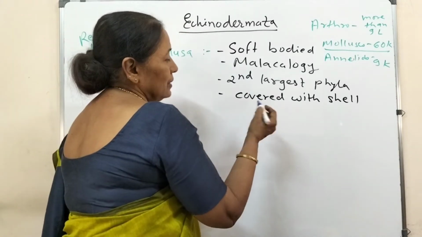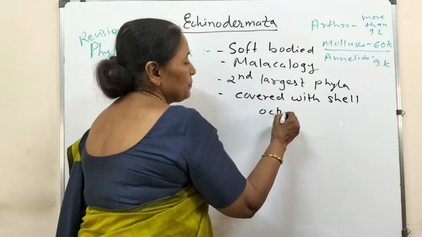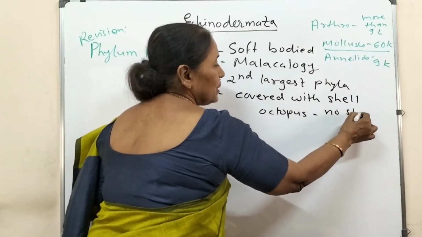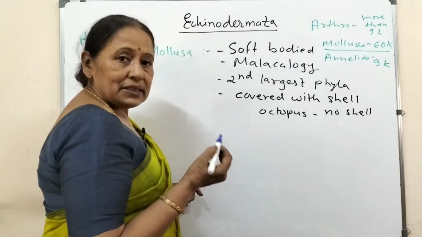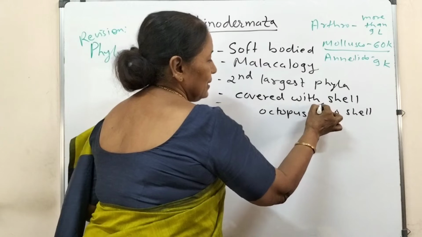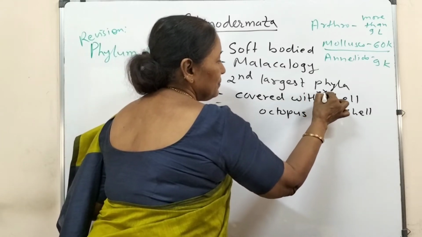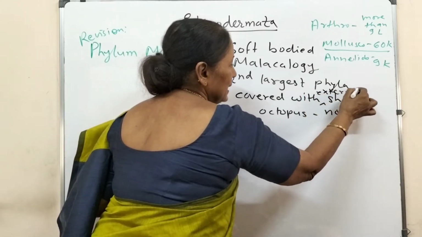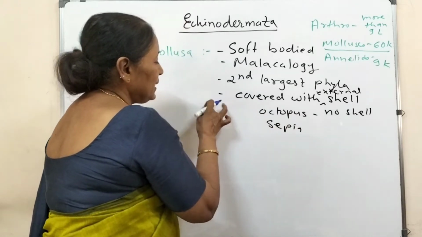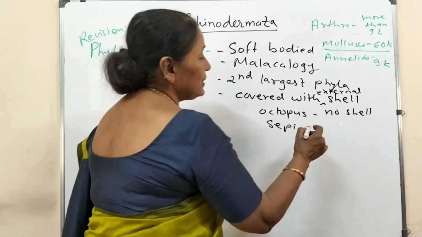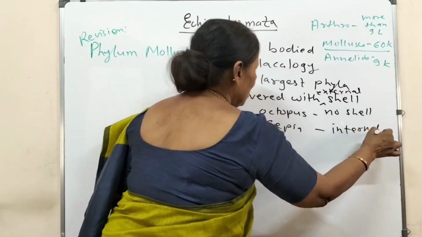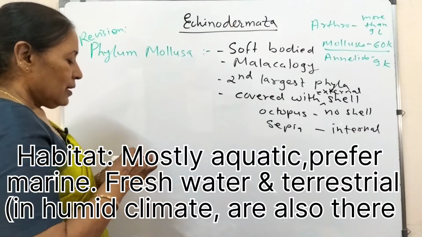This is not compulsory, meaning this is not the case in 100% of mollusks. For example, the octopus has no shell. Their body is not covered by shell. Mostly it is covered with an external shell, but in case of sepia, you will find that this shell is internal. So these types of variations are also there.